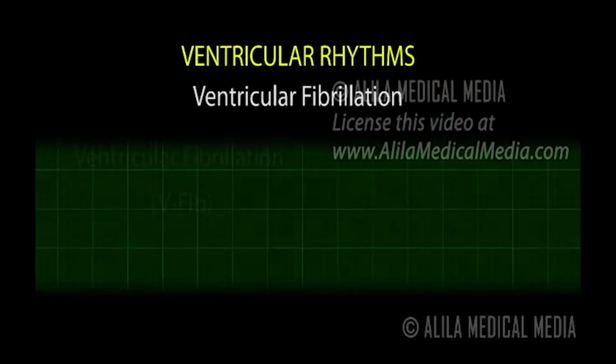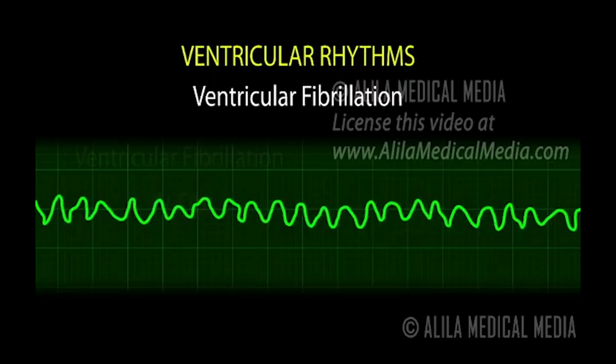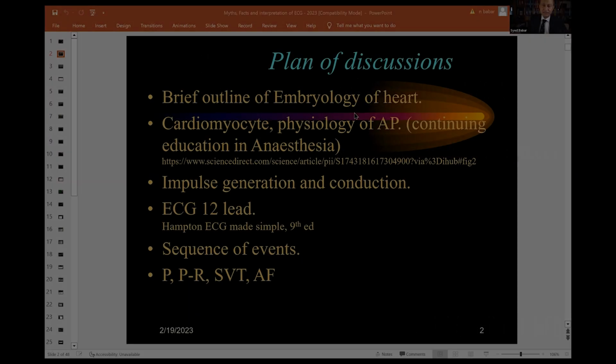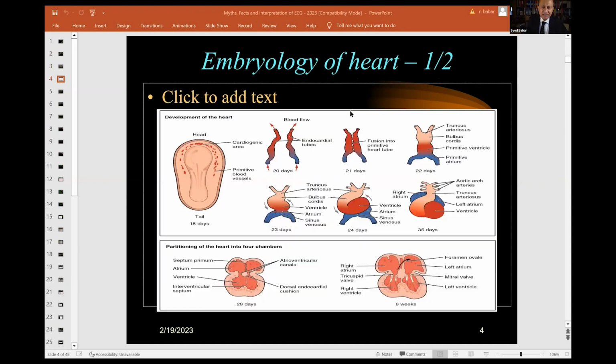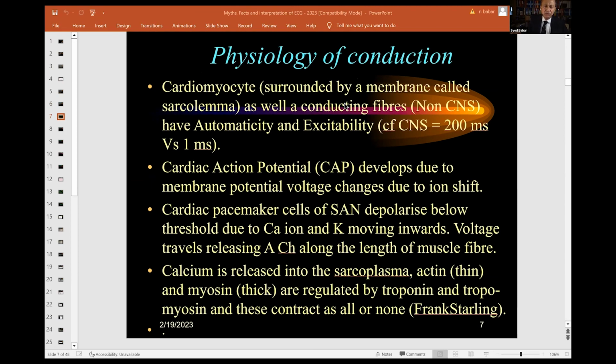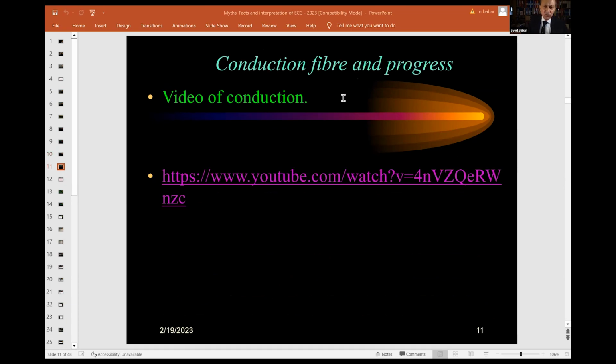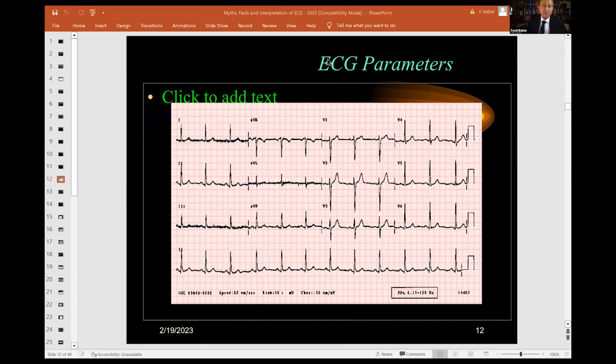VFib ECG is characterized by irregular random waveforms of varying amplitude with no identifiable P wave, QRS complex, or T wave. Amplitude decreases with time from initial coarse VFib to fine VFib and ultimately to flatline. So we saw the electrical conduction being made from the sinoatrial node, and then it went on to the AV node and then down to the rest of the ventricle.